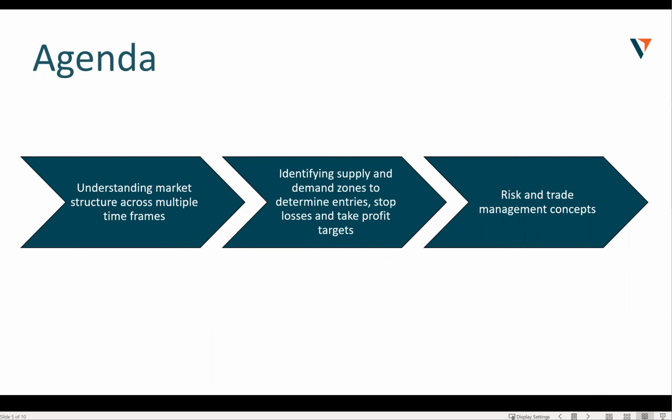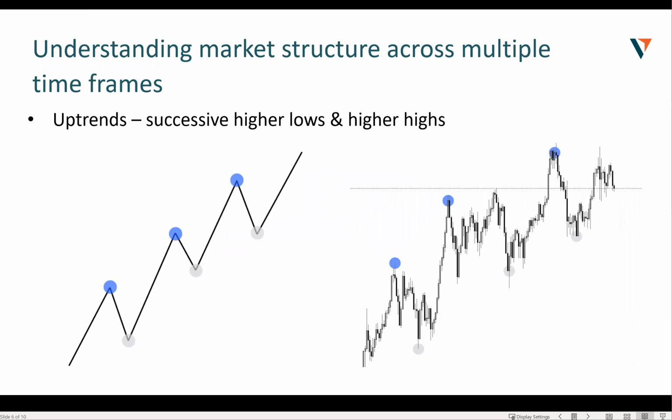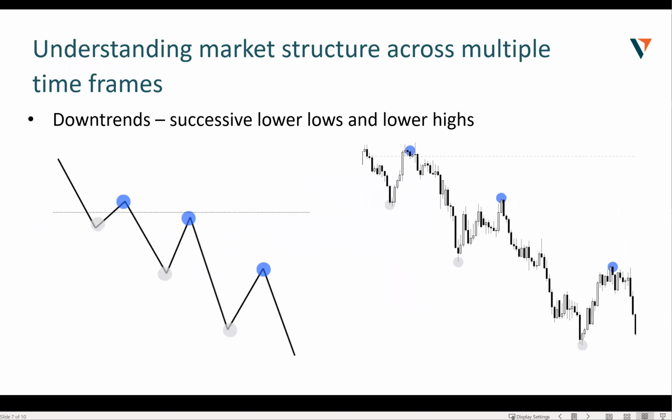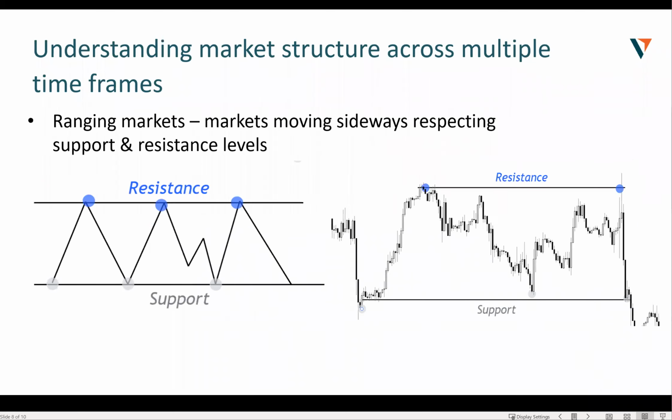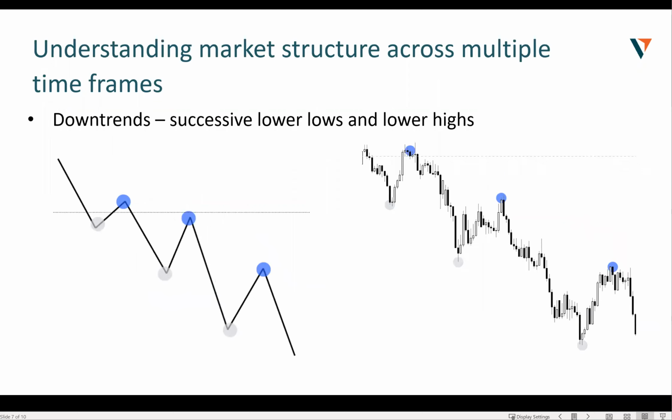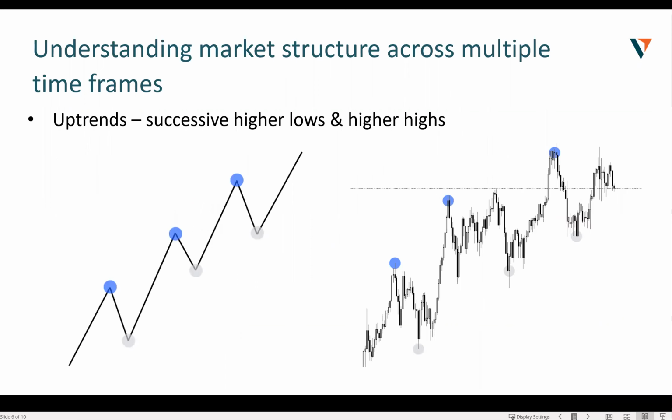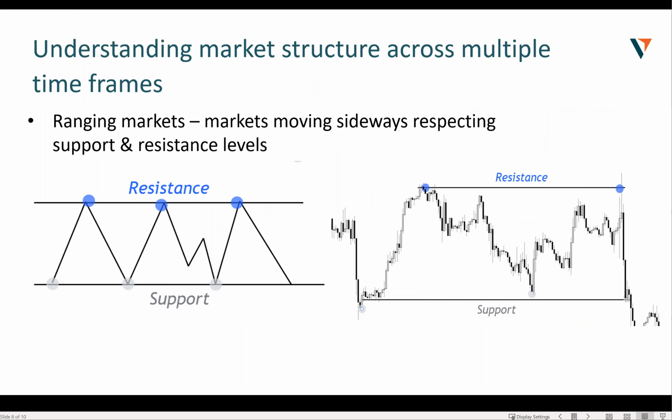In terms of understanding market structure, we covered three types of market structure: uptrends, where prices are forming higher lows and higher highs; downtrends, where prices are forming lower lows and lower highs; and also a ranging market, where prices are basically moving sideways. The main takeaway from these three examples is that we have a general assumption that when the market is in a downtrend, it's going to continue until there is a change in market structure. Likewise, in an uptrend, the uptrend is going to continue until there's a change in market structure. That's the assumption that we carry along when doing the analysis.